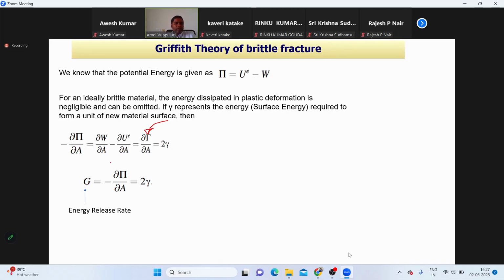Okay, so when we look at this theory, it doesn't really talk about the orientation of the crack, how many cracks are there, how they are merging, how they are meeting. It only talks from the potential energy point of view. It says that if there is a crack propagation, the potential energy of the body will go down, and the rate of change of potential energy is equal to the surface energy. So G is equal to 2 gamma. 2 is there because whenever a crack is initiated, it is going to create two new surfaces, so the energy associated with both surfaces needs to be taken care of.